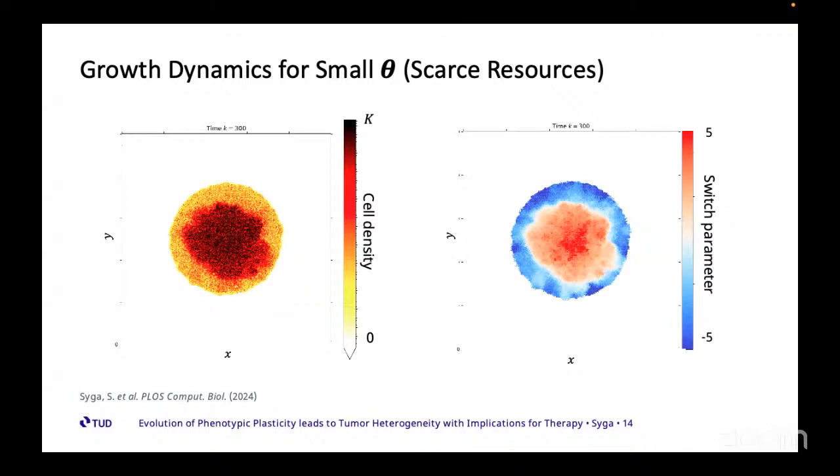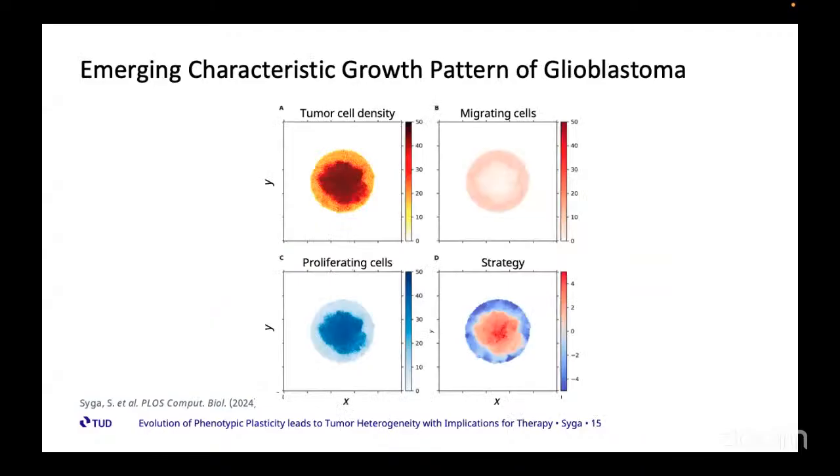Okay, and of course, this is just one simulation. Here you can also look at the phenotypes, and you see exactly what I just told you, right? So you have tumor cell density, migrating cells at the edge, proliferating cells in the tumor core, or rather quiescent cells, and then the strategy, which is kind of the genotype.